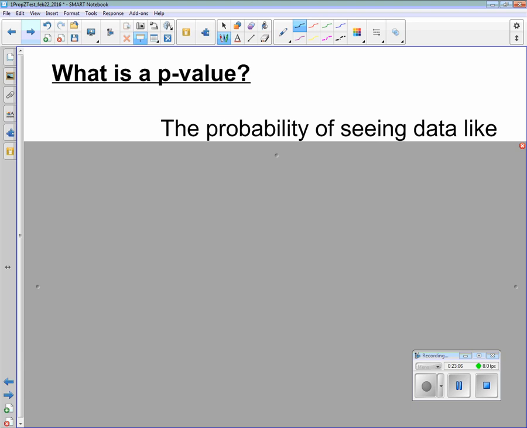I have them hanging on the side of my cart. Now do you know what the Ho means? Haha, it doesn't mean ho, ho, ho. It means the null hypothesis.